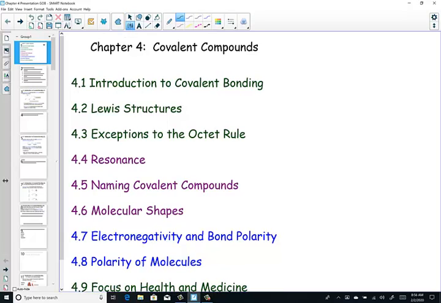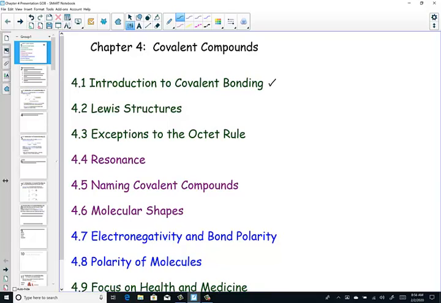Hello everyone, Mrs. Hanson here once again, continuing our lessons with Chapter 4. We've just concluded a chapter talking about ionic compounds, where a metal and a nonmetal combine by transferring electrons. We take a next step with covalently bonded compounds known as molecules, the sharing of electrons.